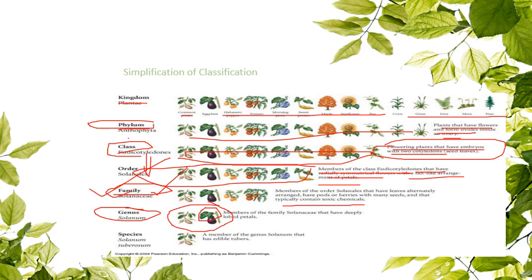least, or the smallest taxa in our classification, that is related to species, and here we classify the plants on the basis of that: a member of the genus Solanum that has edible tubers. So on the basis of this character, we further classify the plant into the smallest taxa, that is species. So actually this is a classification or a simplification of a plant that is related to Solanum tuberosum.